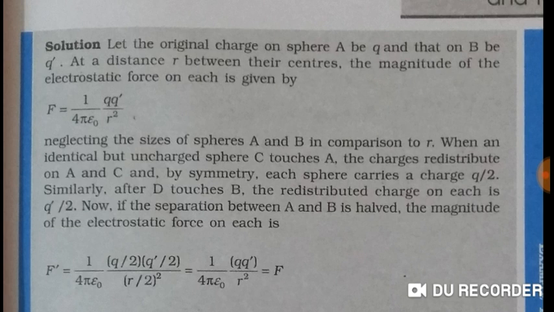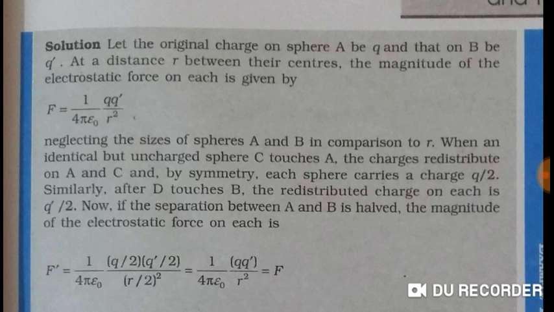Solution. Let the original charge on sphere A be Q and that on B be Q', at a distance r between their centers. The magnitude of the electrostatic force on each is given by F = (1/4πε0) QQ'/r². Neglecting the sizes of spheres A and B in comparison to r, when an identical but uncharged sphere C touches A, the charges redistribute on A and C, and by symmetry each sphere carries a charge Q/2. Similarly, after D touches B, the redistributed charge on each is Q'/2.